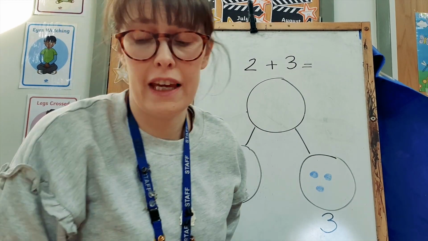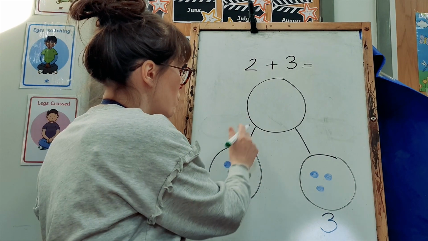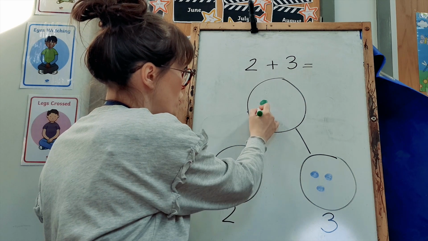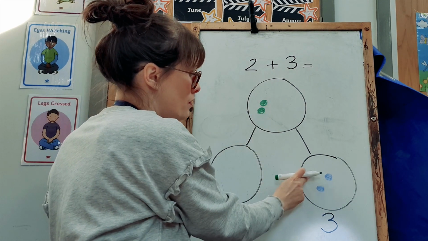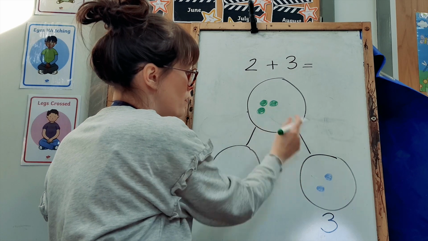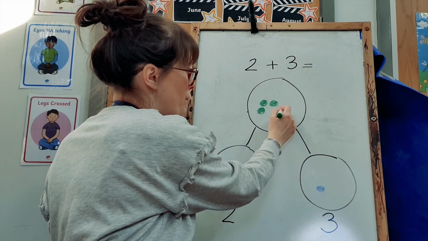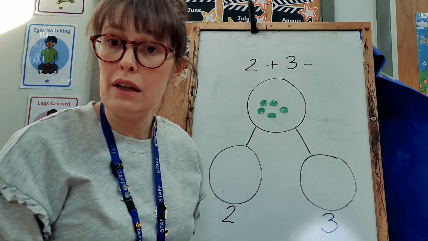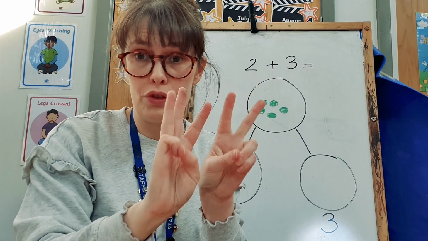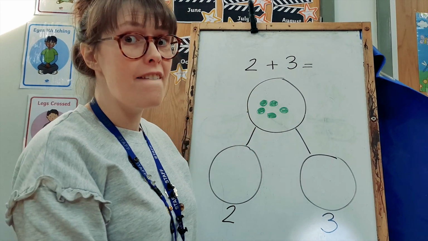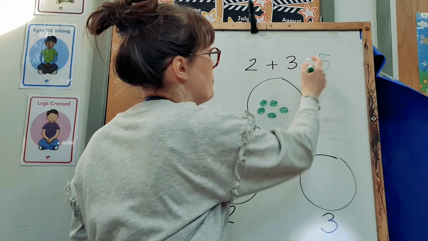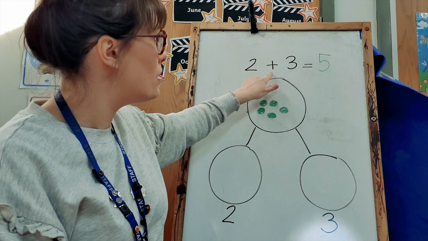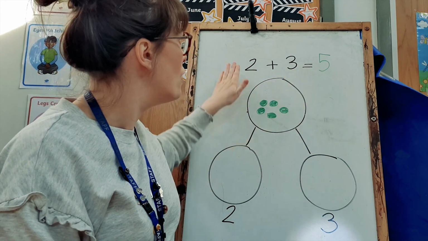Okay, and we'll just double check if we were to move these dots up. So we're going to move 1, 2, 3, 4, 5. So who can tell me 2 plus 3? 2 plus 3 equals 5. Okay, and that's what it would look like as a number sentence. 2 plus 3 equals 5. Okay.